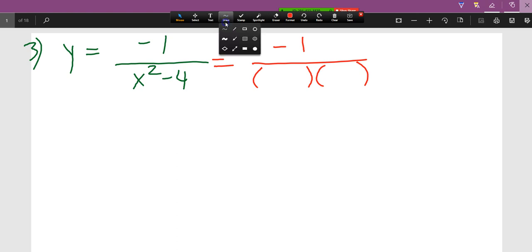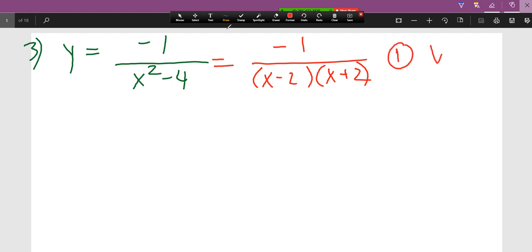Okay, so we're factoring that denominator. What does it break up into? X minus 2, x plus 2. Okay, so that was step number 1. We're focusing on this so that we can find our vertical asymptotes, which are x equals 2 and x equals negative 2.